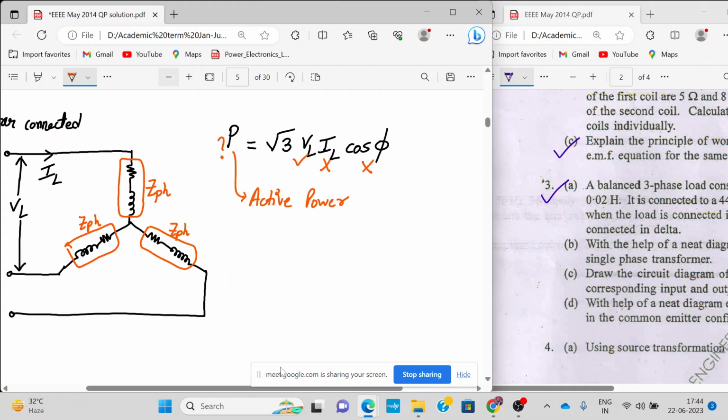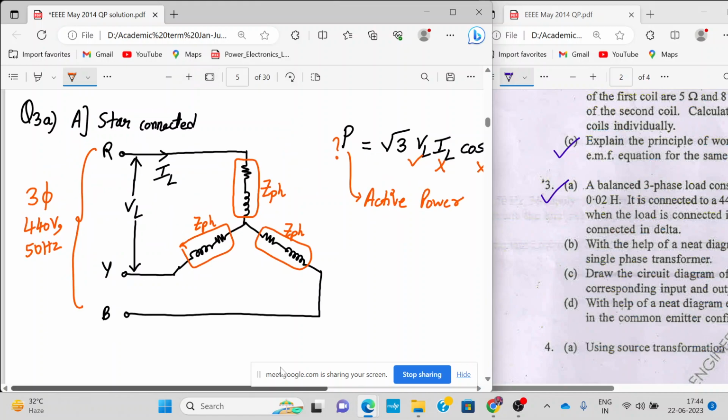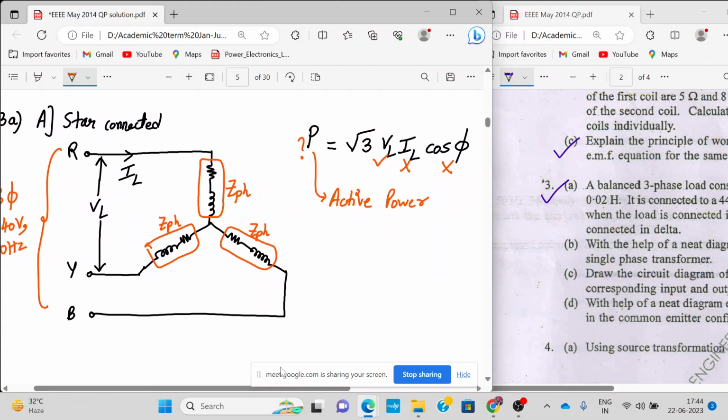Is the picture clear to you? What is given, what is to be found out? Yes or no? Yes. Okay.